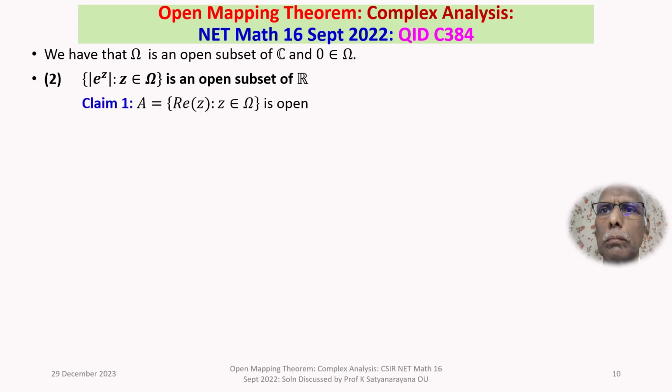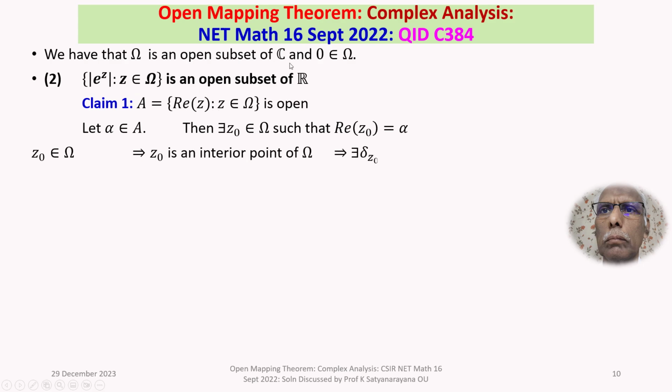So for that, let us take alpha belongs to A. We want to show that every point of A is an interior point of A. For that, we have taken an alpha, an arbitrarily chosen element of A. So alpha belongs to A means alpha is equal to the real part of z for some z belongs to omega. Then there exists a z naught belongs to omega such that the real part of z naught is equal to alpha. And what is omega? Omega is an open subset of C, and z naught belongs to omega.